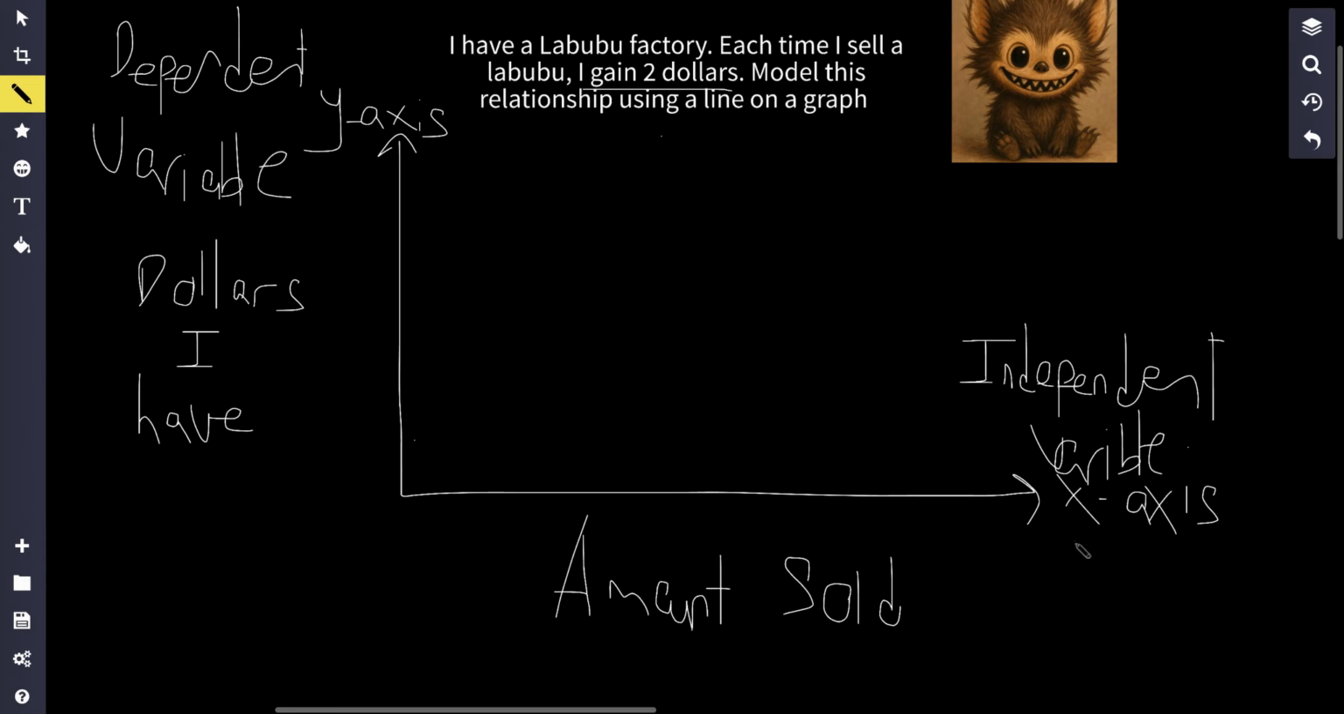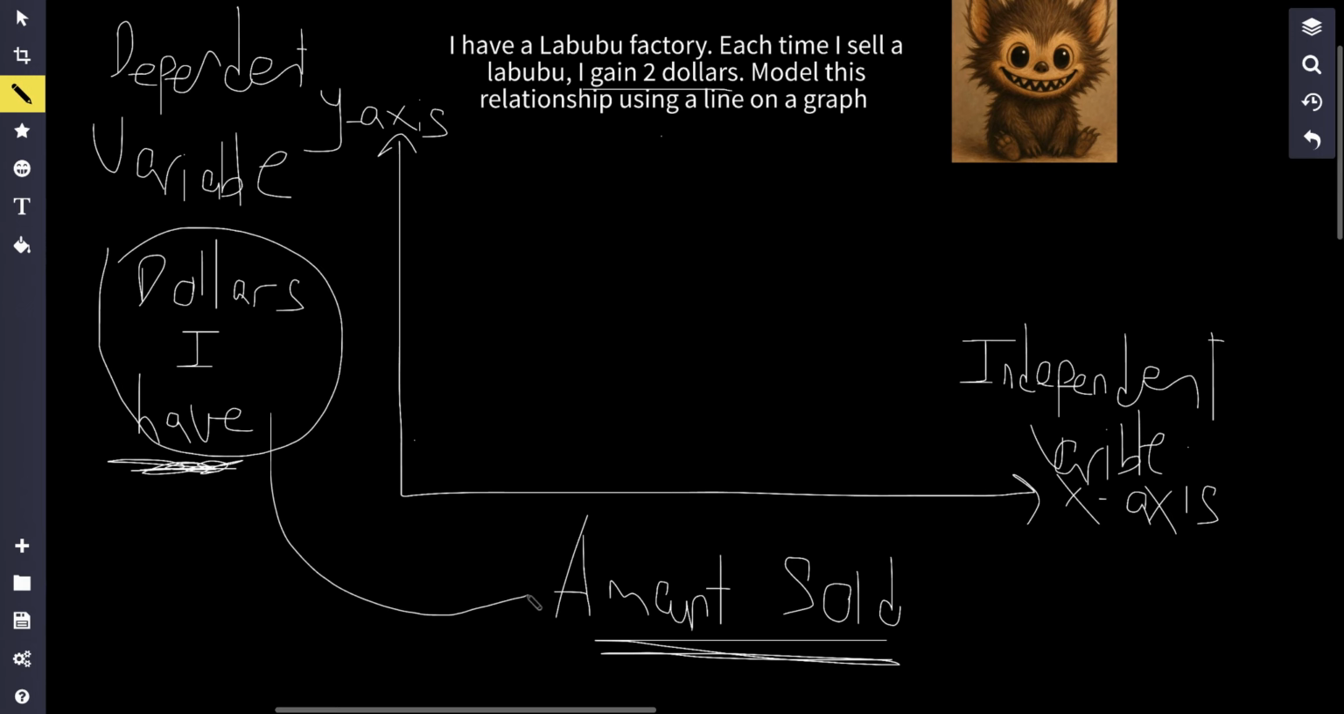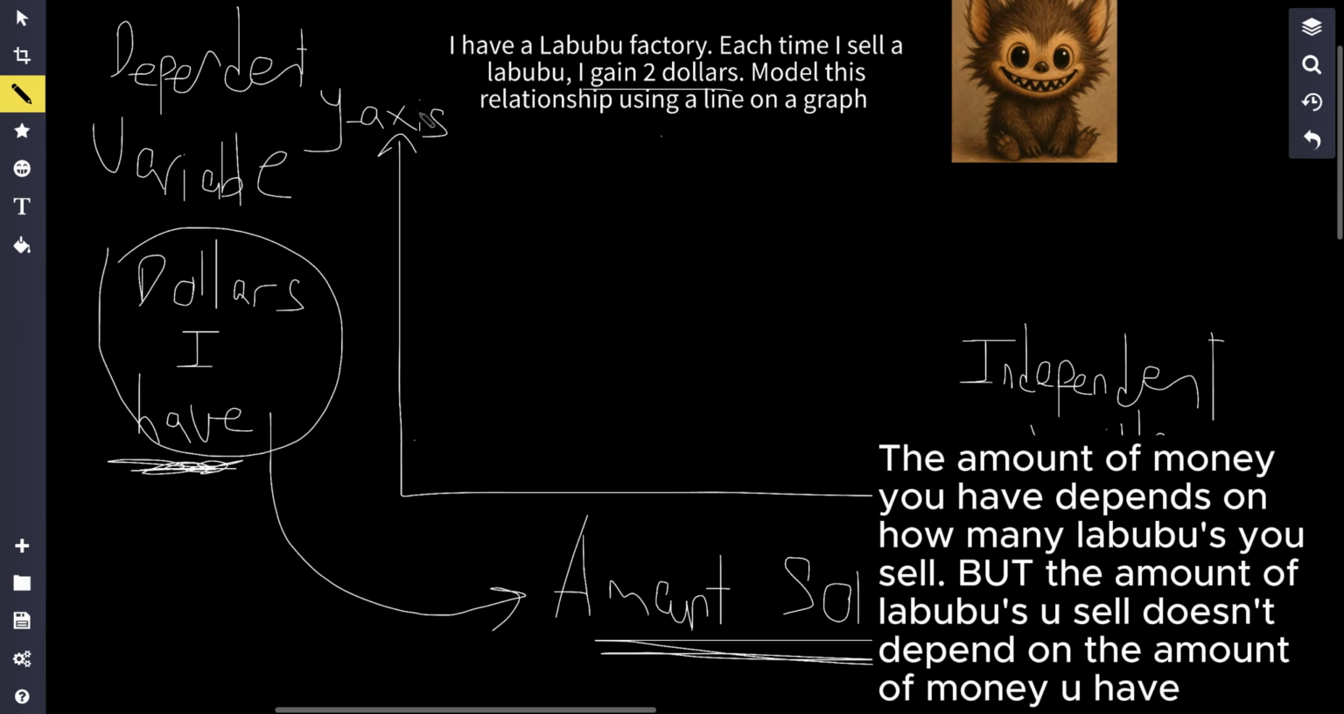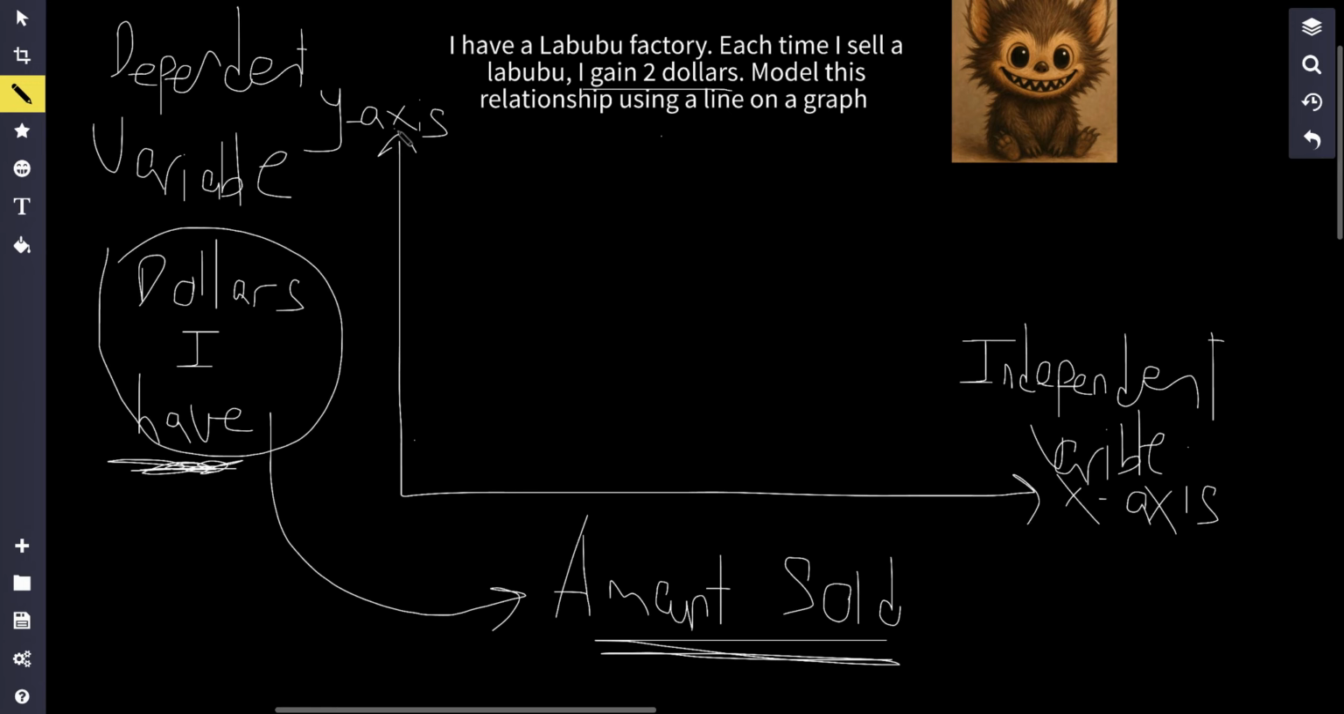So in this case, what is on our x-axis? The thing on our x-axis is going to be the amount of Labubus that I sell. And on the y-axis, I'm going to have the amount of money that I have, because the amount of Labubus that I sell affects how much money I have. AKA the amount of dollars that I have depends on how many Labubus I sell, which is why the y-axis is something called a dependent variable, because the amount depends on how much you sell in this case.